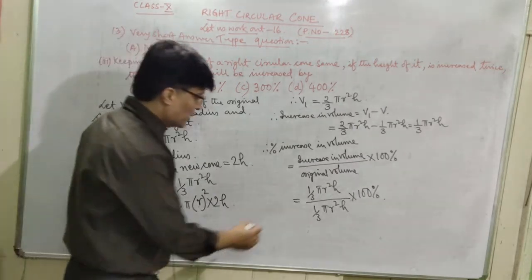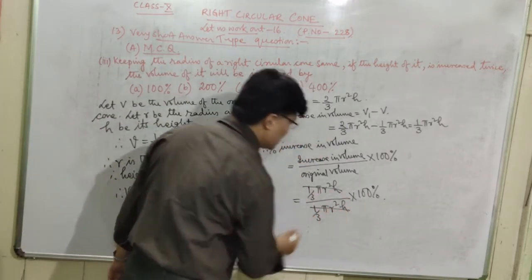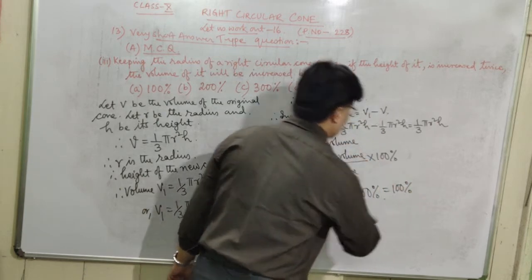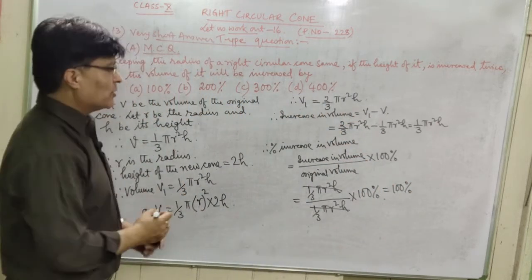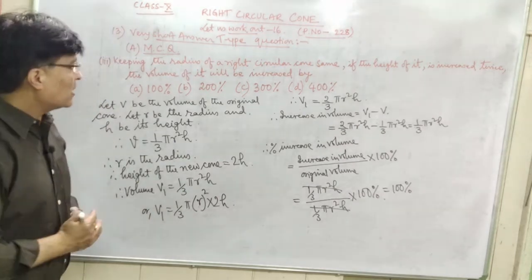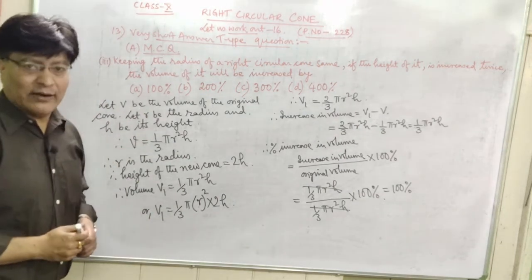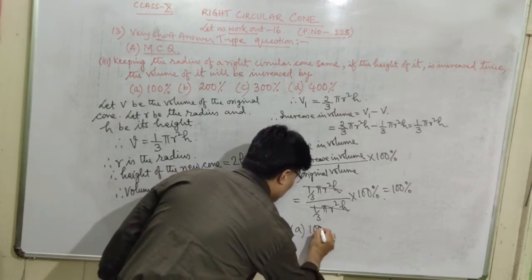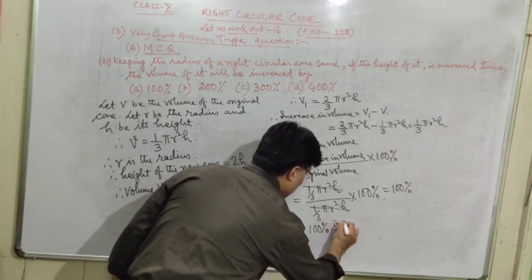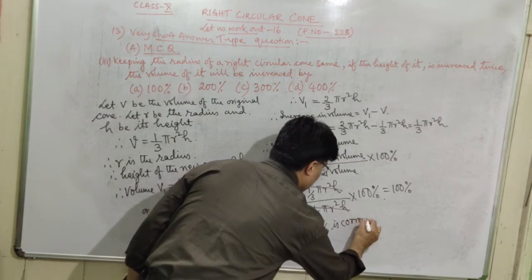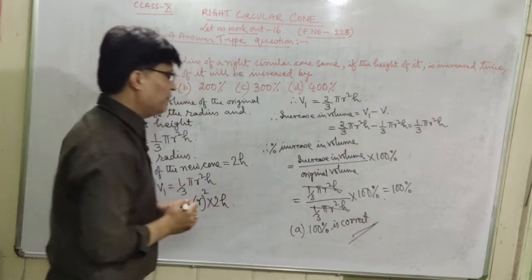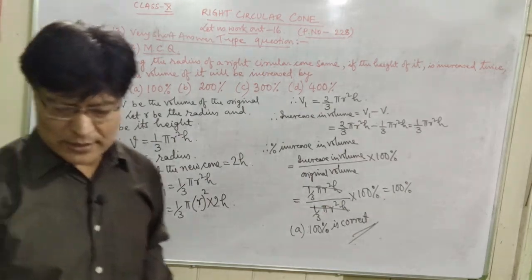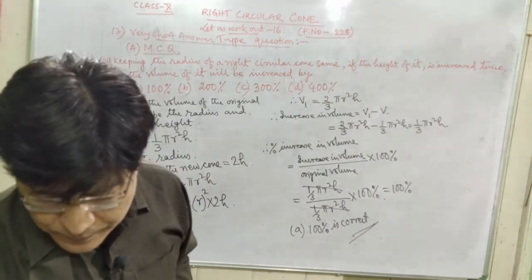Here you can cancel these two, which is equal to 100%. So we have got the answer as 100%. Which is the correct option out here? That is A, 100% is correct. So this is the final answer. I think you have understood it. So you can copy it. Now we'll do the next question.